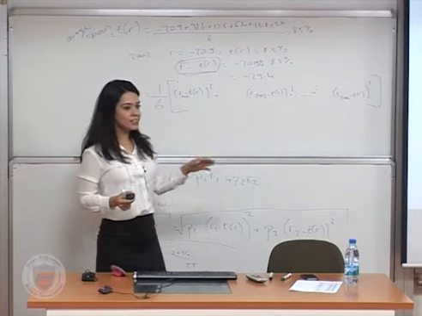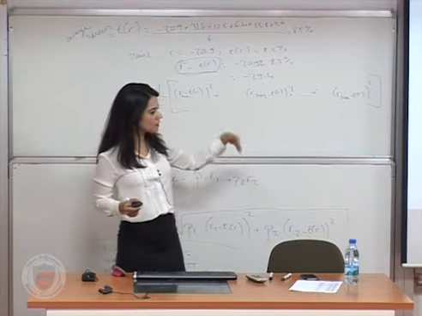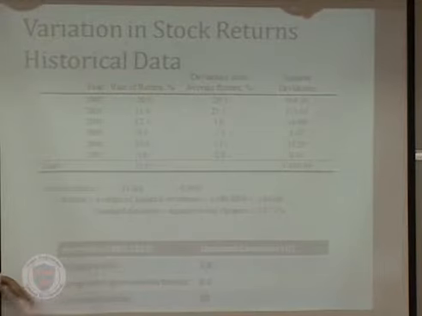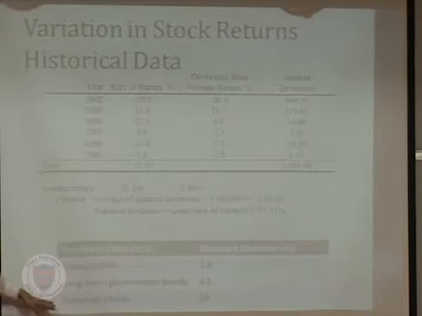So if you look at the standard deviations of treasury bills, treasury bonds, and common stocks, this is what we have. As expected, the treasury bills standard deviation was 2.8%. The standard deviation of treasury bonds was 8.6%, and for the common stocks it was 20%. So the higher the standard deviation is, the riskier the investment is, as expected.